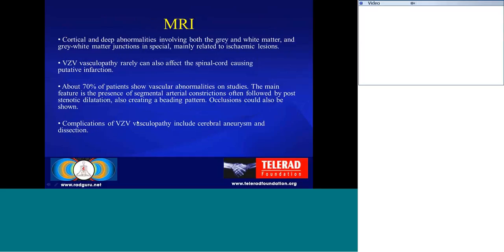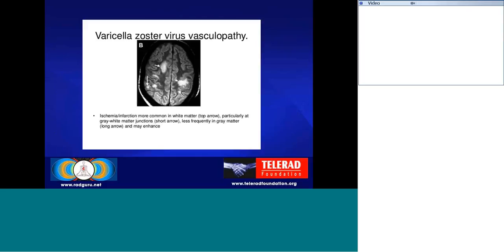About 70% of patients have vascular abnormalities in studies. So that is the segmental arterial constrictions followed by post-stenotic dilatation, creating a beaded appearance, and occlusions may also be seen. And complications of Varicella-zoster vasculopathy include cerebral aneurysms and dissections. So this is a case of Varicella-zoster vasculopathy.